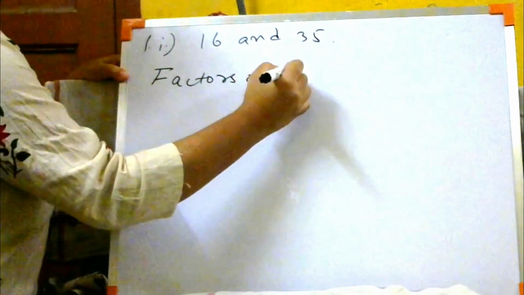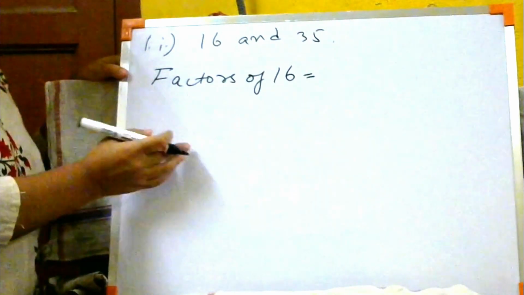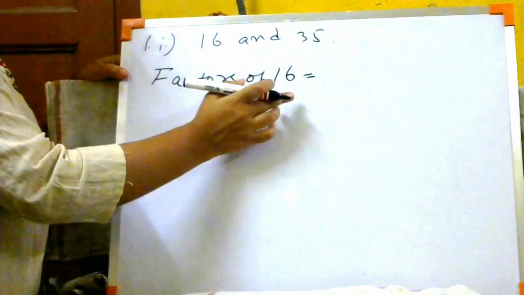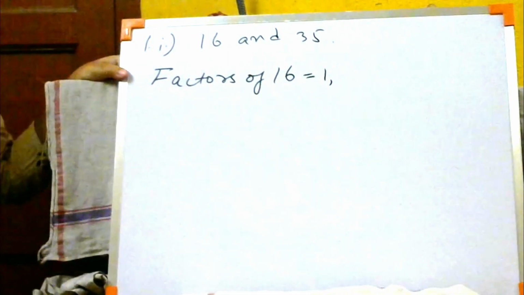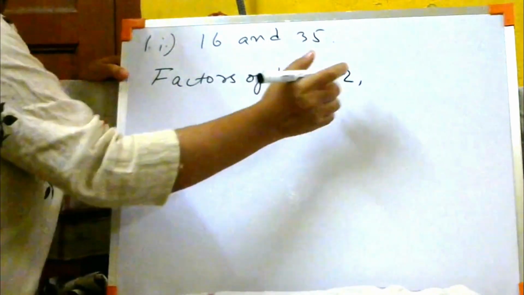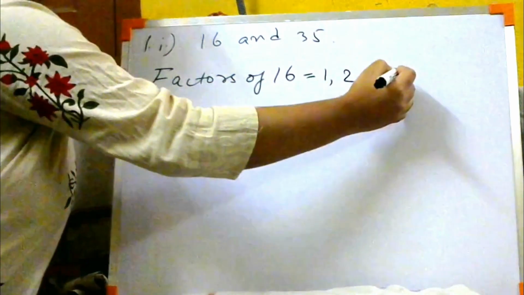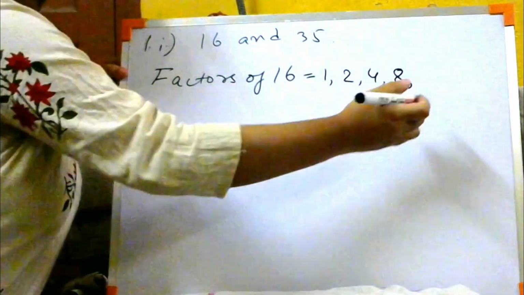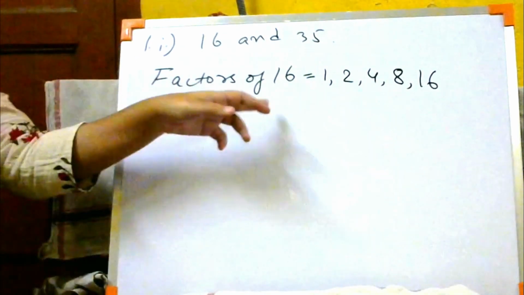Factors of 16. What are the factors of 16? Again I am repeating, factors means the numbers that divide 16. Like 1 is a factor of 16, isn't it? Then we have 2, as 2 eights are 16. Then we have 4, 4 fours are 16. Then we have 8, 8 twos are 16, and then finally we have 16, 16 ones are 16. Clear? So these are the factors of 16.